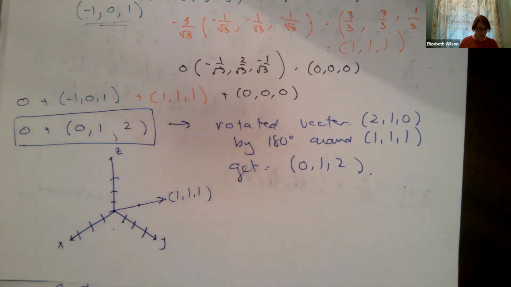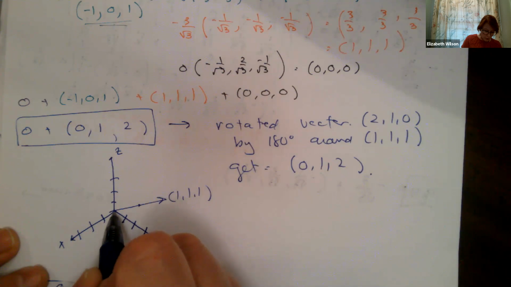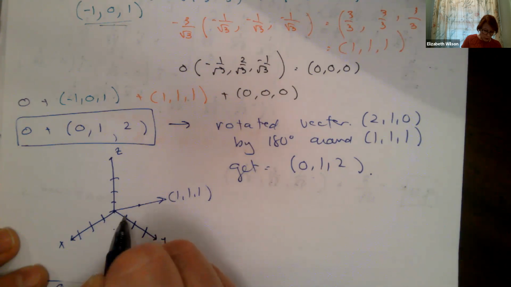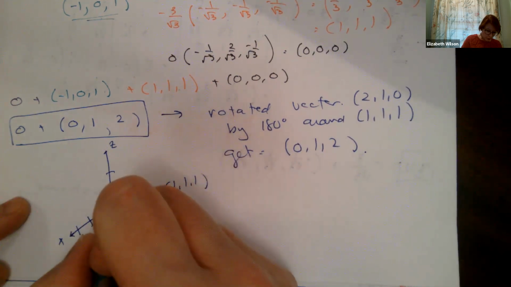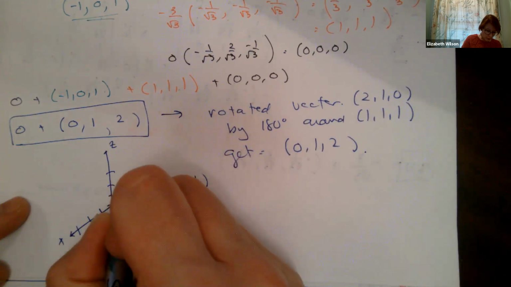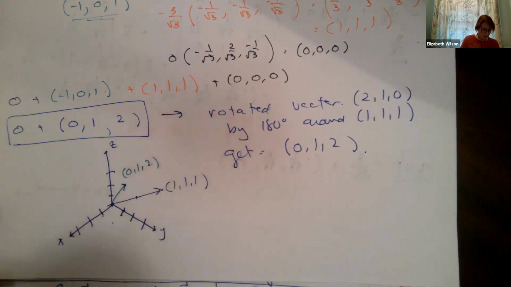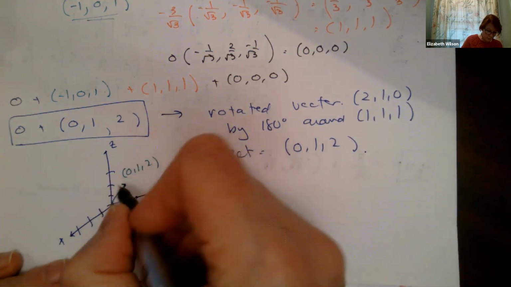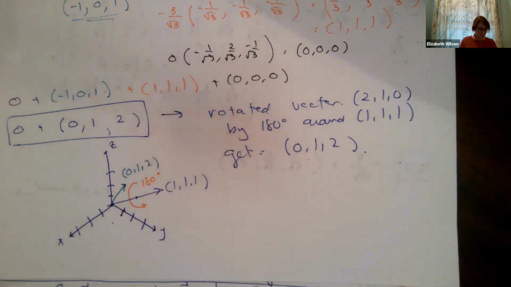Okay, we're rotating, and we're rotating 180 degrees around that, right? And I'm going to take the vector 0, 1, 2. So I go 0 in the X, 1 in the Y, and then 2 in the Z. So 0, 1, 2. So I'm going here. And I'm going to rotate that 180 degrees around this thing here. And then I'm going to get, as a result, 0, 1, 2.